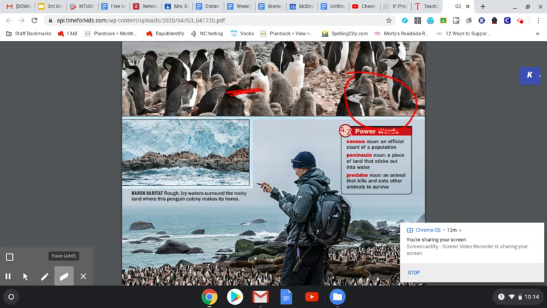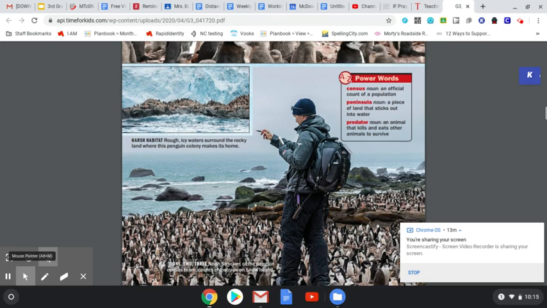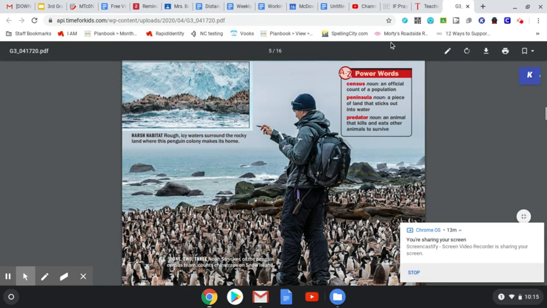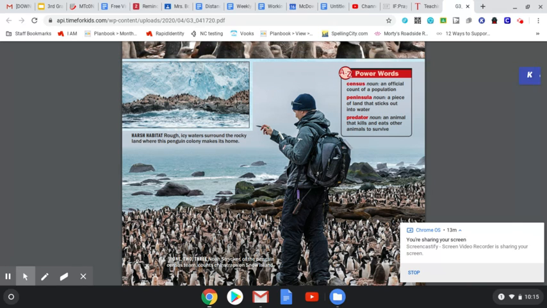Okay, now we have more text features down here that are really important, and I see a really important one already that we need to make sure that we pay attention to, and it is this box that says power words. So our first word is census. So that's that word that they've been using through the whole article. An official count of a population. So an official count, the official number of how many penguins are living in that area.